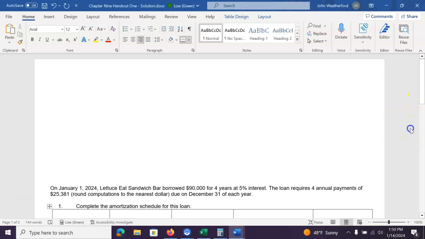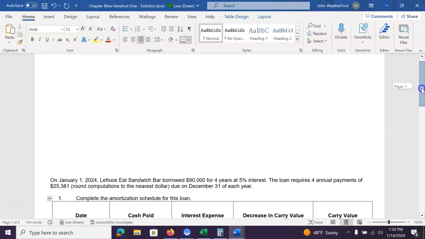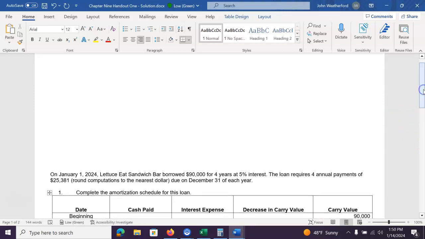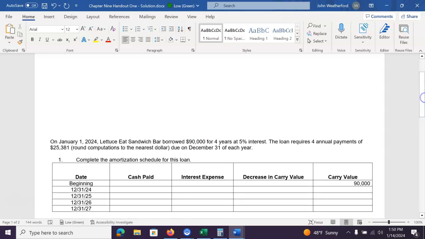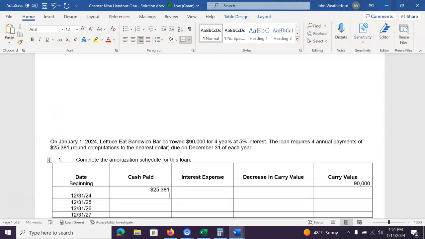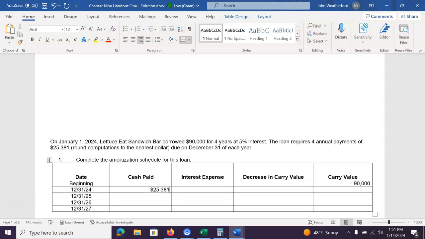So they want us to fill out this amortization schedule for the loan. In the beginning, our carrying amount of the loan, or the amount it would be shown at on the balance sheet, would be $90,000, the amount borrowed, right? All right, so let's just pull the chart on down here. Cash paid at the end of December 2024 would be this payment amount, $25,381. And we're going to pay that amount every year.